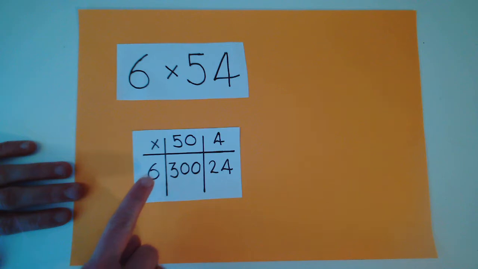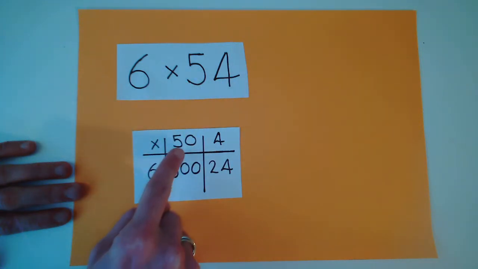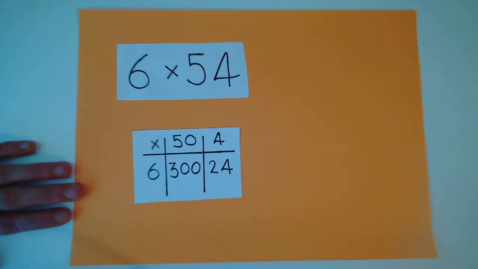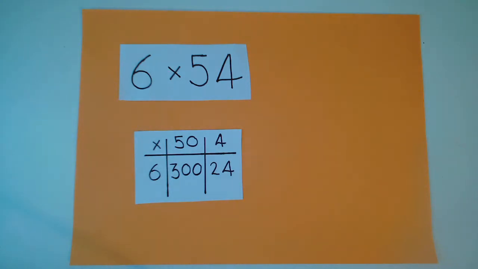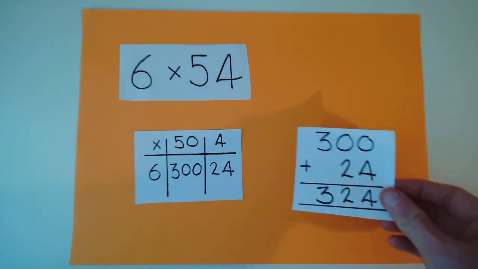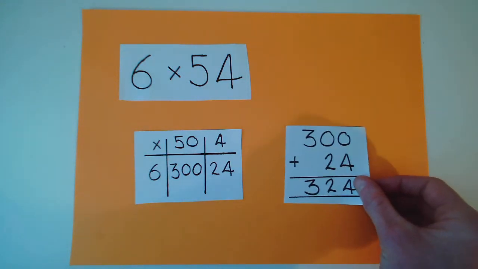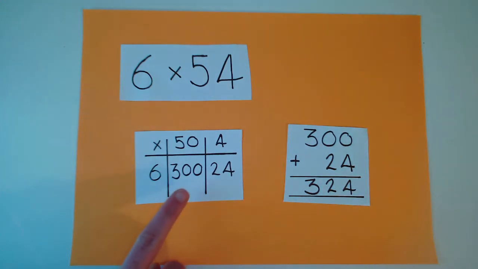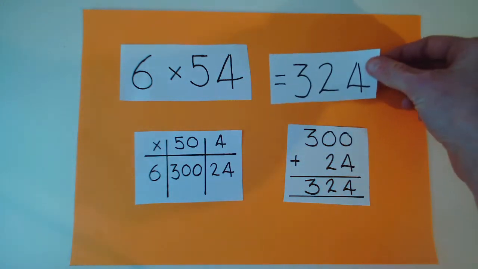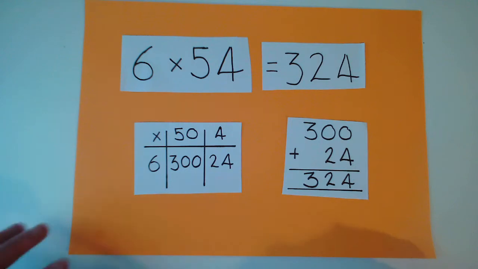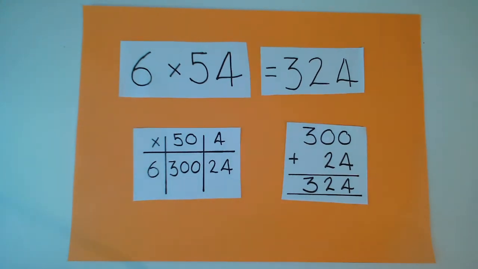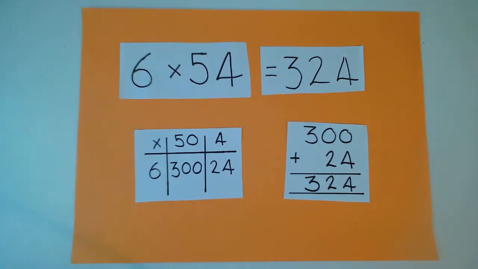So we've got our 54 has been partitioned into 50 and 4. So 6 times 50 is 300 and 6 times 4 is 24. And then if you have used your column addition, you should have taken the 300 and the 24 and added them together to get our final answer of 324. So brilliant anyone who even had a go at that, because that's really tricky.